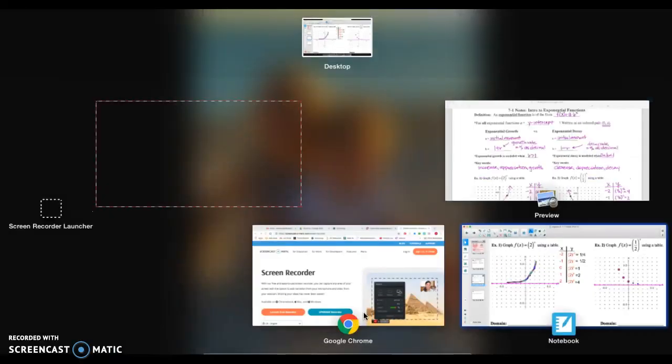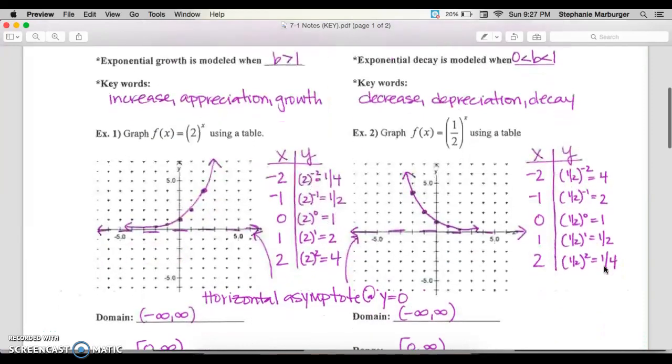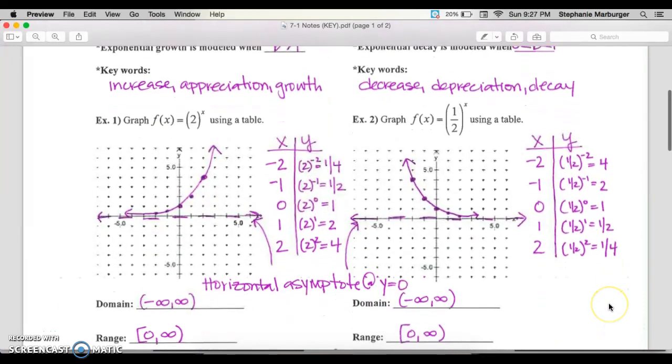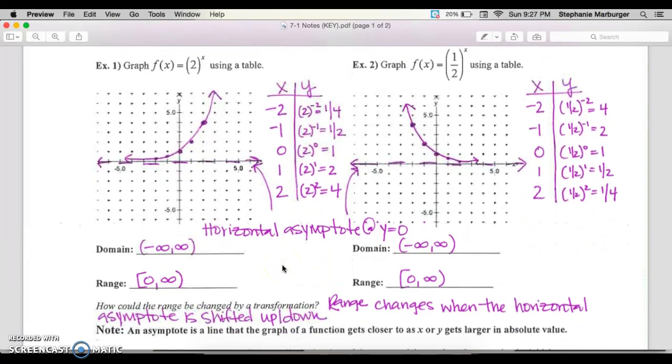But again, I'm going to take you back to the key, which is attached to this portion of Schoology. Every single exponential function that we're looking at, whether it's modeled by exponential growth or decay, has what we call the horizontal asymptote at y equals 0. That's something we're going to look at in detail the rest of the week, especially when we talk about transformations.